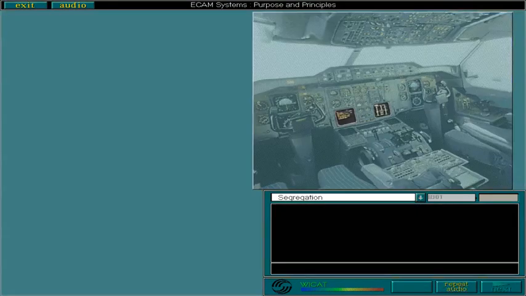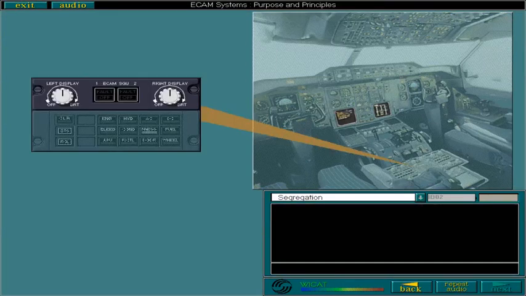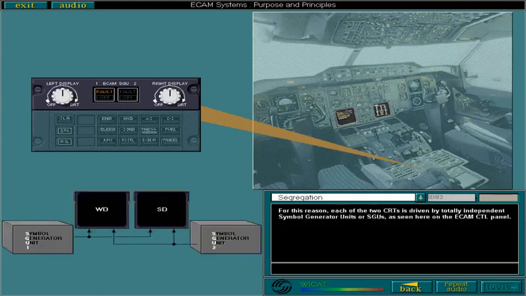With such a crucial system as the ECAM in the aircraft, it is important to have good segregation and redundancy built into the system. For this reason, each of the two CRTs is driven by totally independent symbol generator units, or SGUs, as seen here on the ECAM control panel. If there is a failure, either symbol generator unit has the capability to drive both display units if necessary.